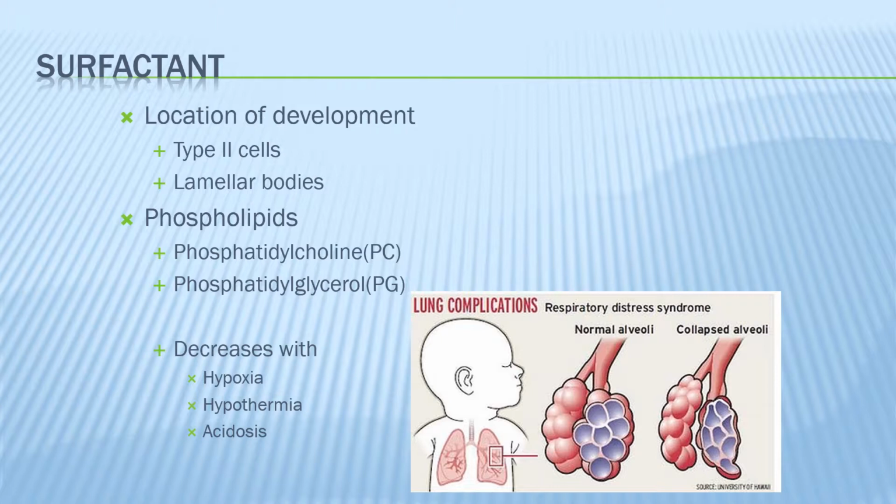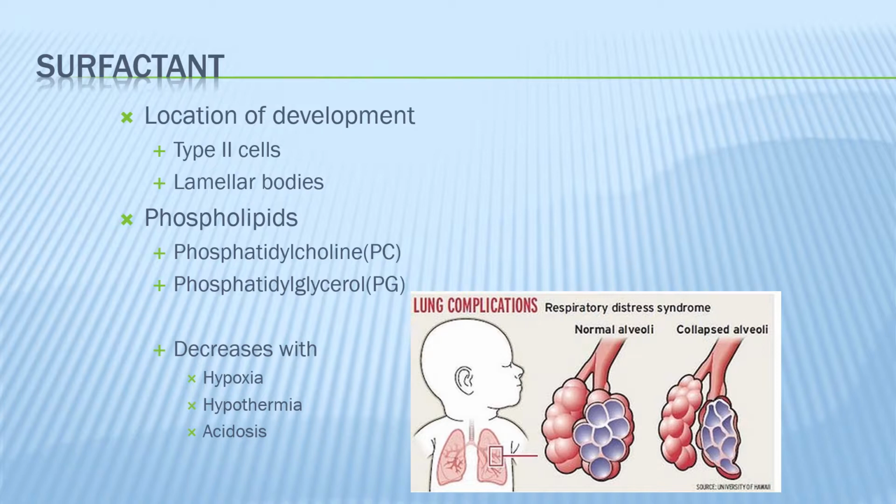Now, PG, phosphatidylglycerol, develops around week 35. At this time, it's considered mature surfactant. So if a baby is born at this point, their lung compliance should be normal, and it should be very easy for them to take a breath. They shouldn't develop respiratory failure at this point because the surfactant is mature and reduces the surface tension.